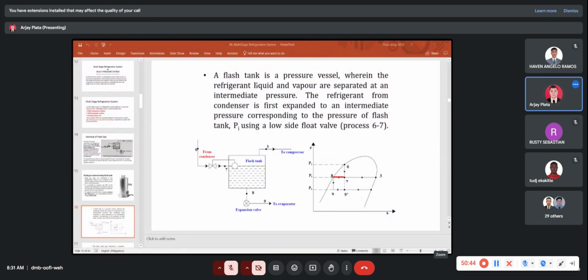Again, we remove the flash gas in a system because it will not add to the refrigeration effect, because it is already in a vapor state. So what we do is we compress that flash gas again to increase the pressure after the compressor.